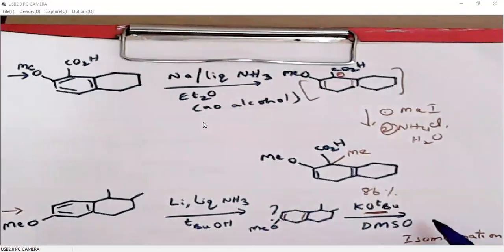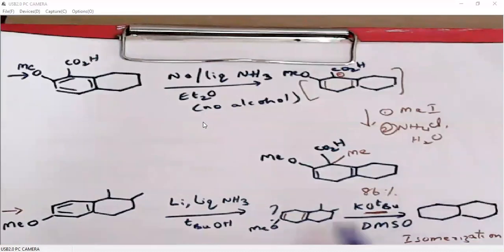Which double bond will undergo isomerization here? We have two double bonds. One is OMe substituted, one is a ring fusion double bond. So which one will undergo preferential isomerization? I'll give you one hint. This double bond is tetra substituted, so it is more stable. This is tri substituted, so it is less stable. According to the stability, this is less stable compared to this. So this is the bond which will undergo isomerization.